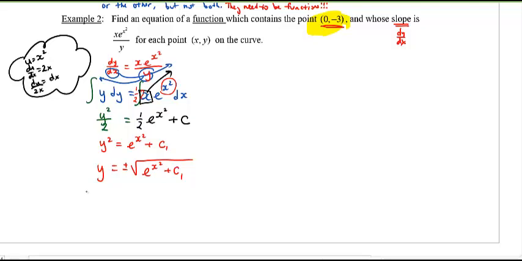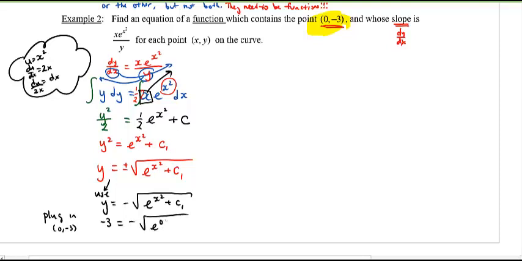If you said, please use the negative one, I am very happy. Why is that the case? Because now if I plug in the point, negative 3 equals negative square root of e to the 0 squared plus c sub 1, I should now be able to solve for c sub 1.